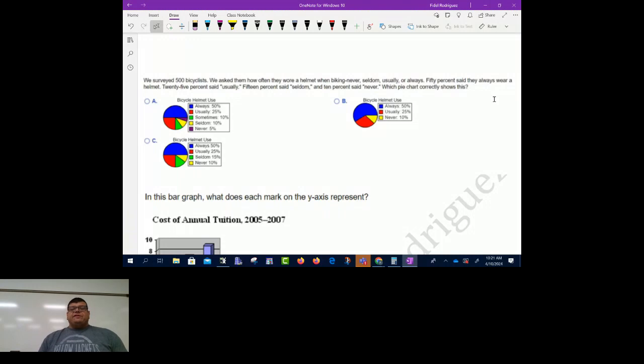The question says 50% said they always wear a helmet. 25% said they usually wear a helmet. 15% said seldom. And 10% said never. Which pie chart correctly shows this?